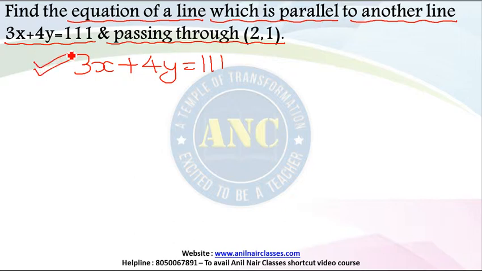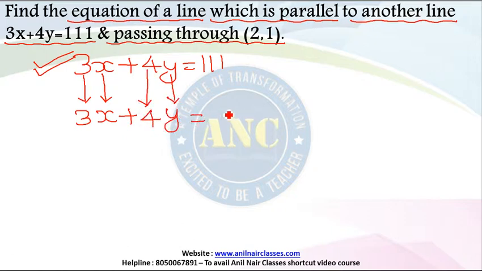Any parallel lines will have the same coefficient of x. The coefficient of x is 3, so write down the same value. The same coefficient of y should be there, so write down the same coefficient. The constant can differ, so write down some other constant, k for example. Now this is the equation of the line we are trying to find.